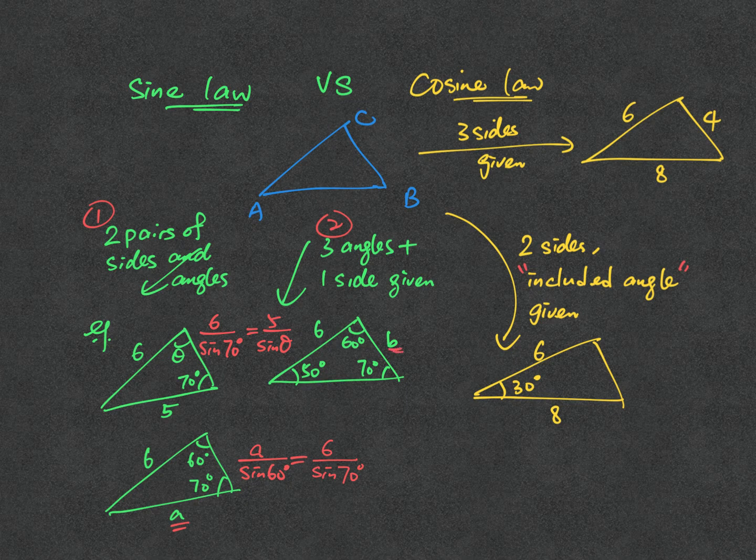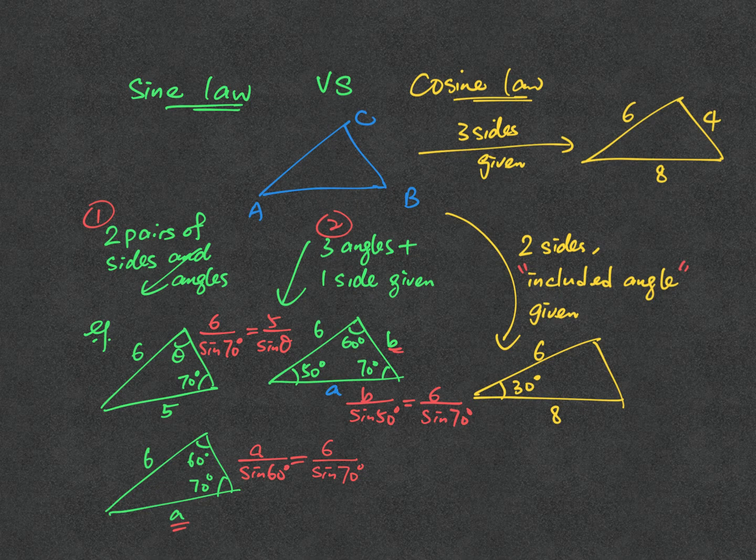The second case will be given 3 angles and 1 side, as illustrated in the following green triangle. In this case, you will see that, for example, you want to find B, and B over sine 50 is up here, while 6 over sine 70 is another pair. So that's why they're equal to each other. In case you are asked to find A, you can make use of A over sine 60 to find the answer. So both cases correspond to sine law.